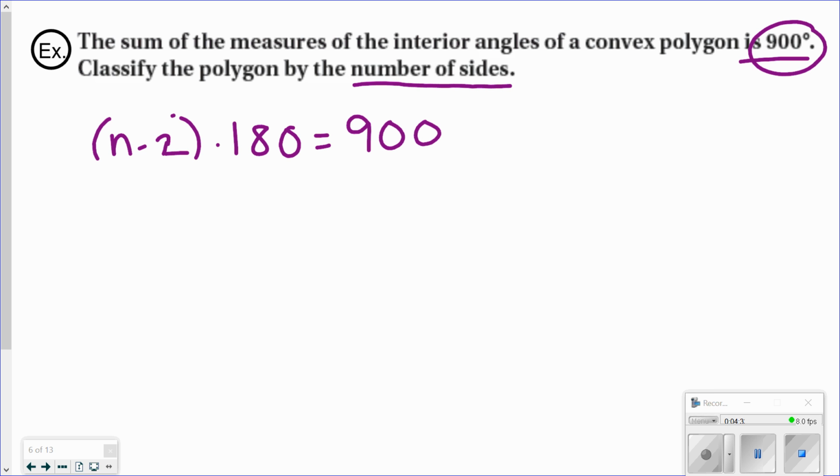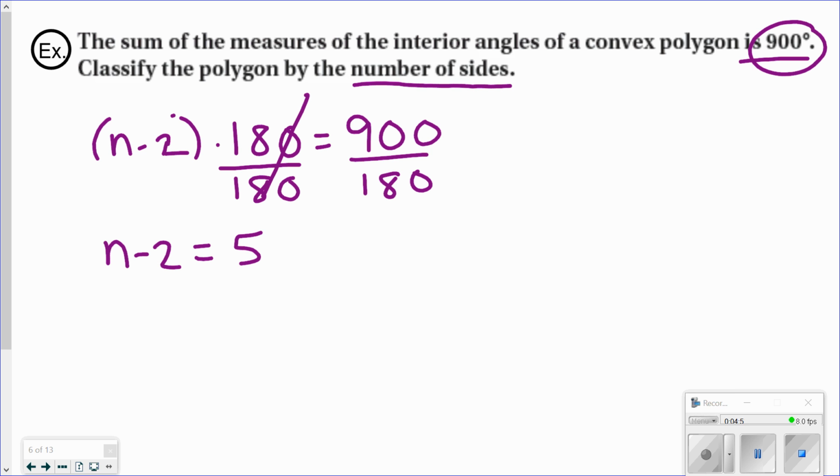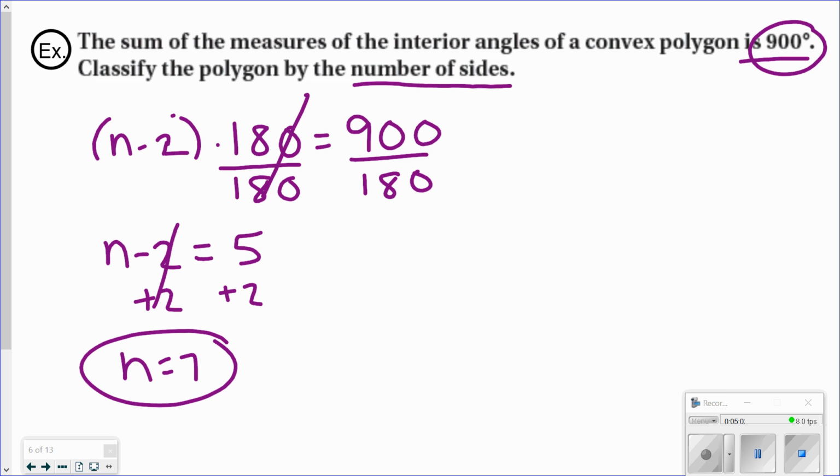So now I need to solve for n. If I wanted to get n by itself, what would be my first step? Well, it would be to get rid of this multiplication of 180. So I need to divide by 180 on each side so that those cancel. When I do so, I end up getting that n minus 2 is equal to 900 divided by 180, which gives us 5. N is still not by itself, so I need to add 2 to each side, and n then is equal to 7. What type of polygon is a 7-sided shape? It'd be a heptagon.